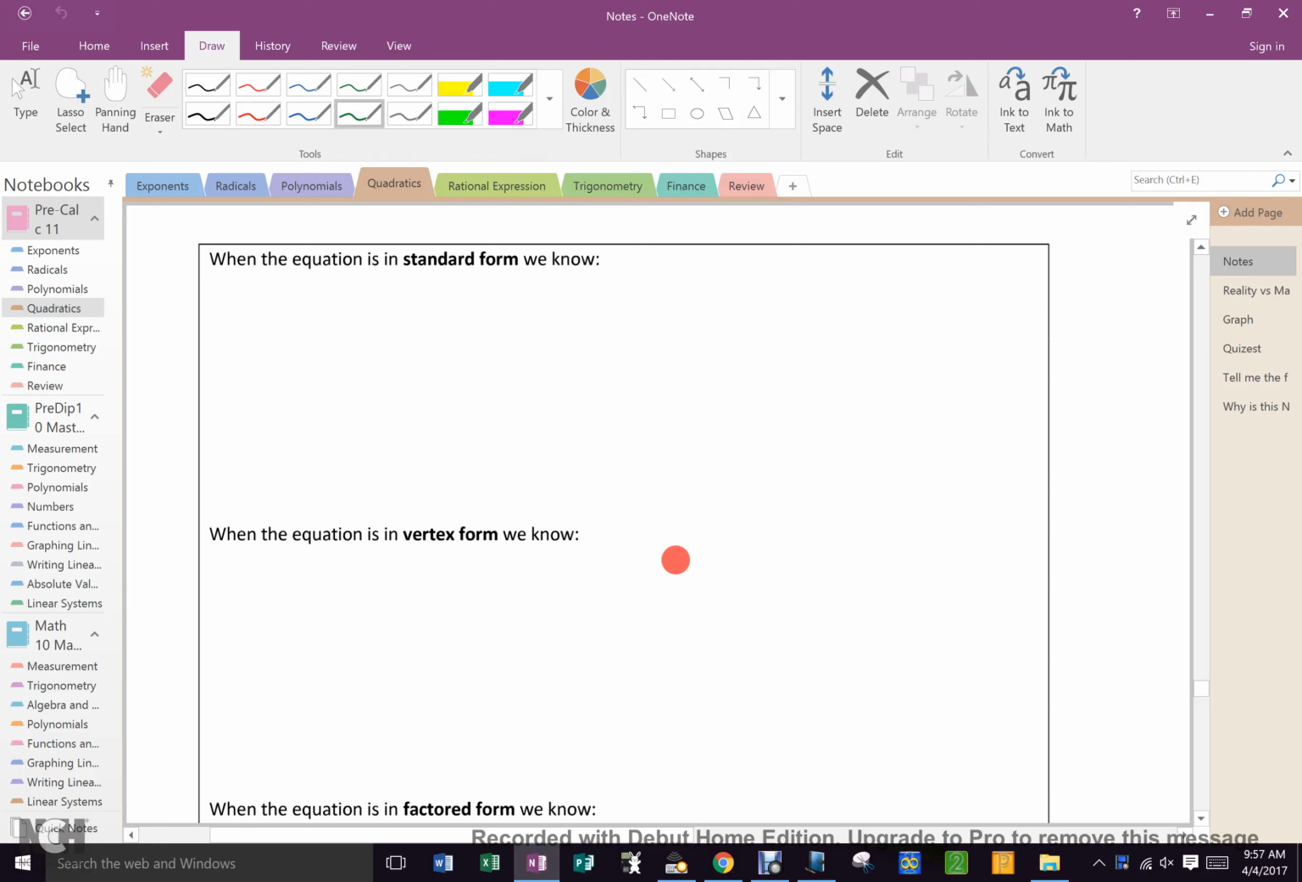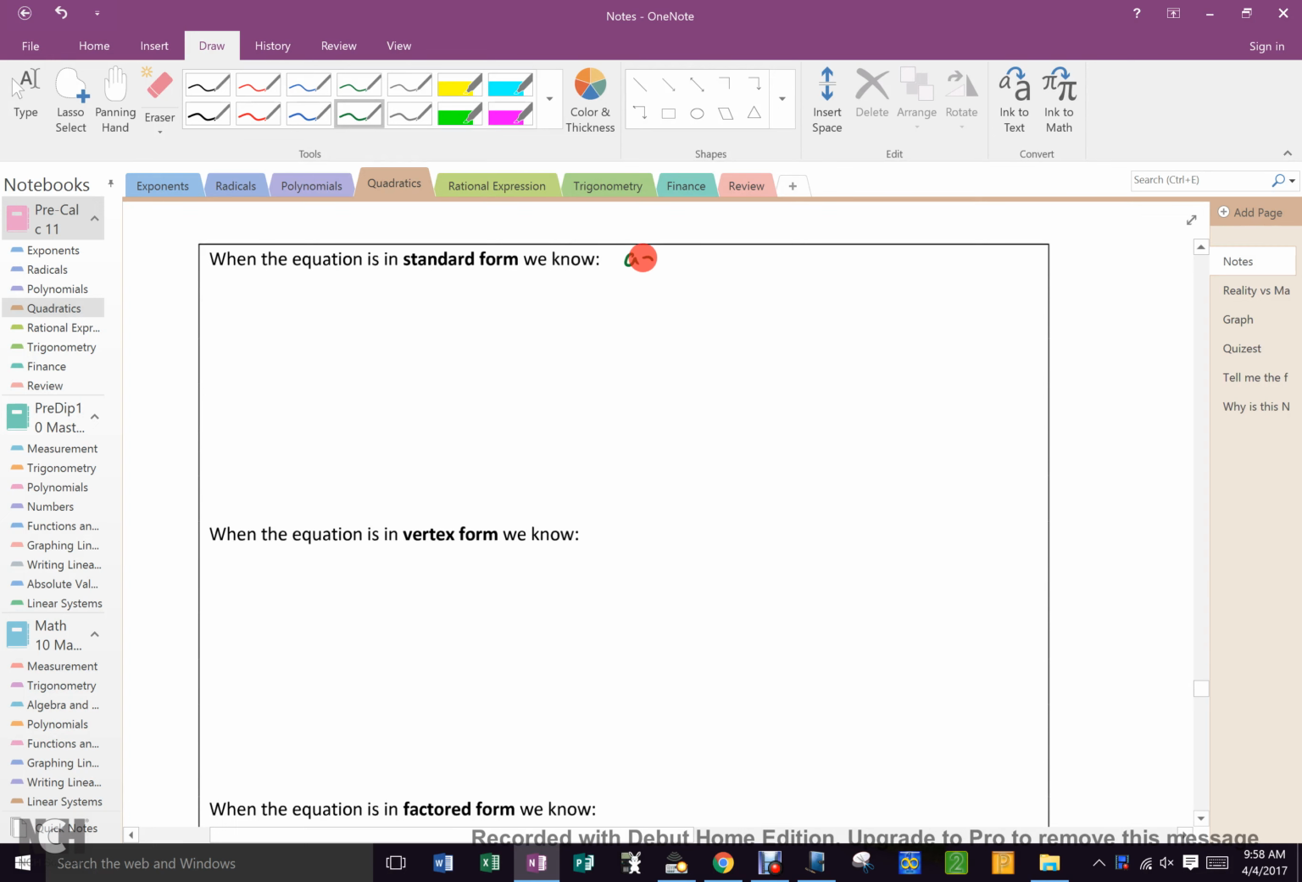When the equation is in standard form. First of all, what is standard form? Right, this is ax squared plus bx plus c equals y, or f of x. When we are in that form, what do we already know? We know the y-intercept. The y-intercept equals c, right? Why do we know that? Because x equals 0. So these two drop out.